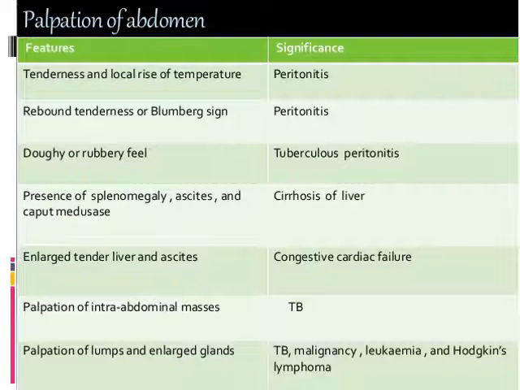Palpation of the abdomen: tenderness and local rise of temperature signify peritonitis. Rebound tenderness or Blumberg sign signifies peritonitis. A doughy or rubbery feel of the abdomen indicates tuberculous peritonitis. Presence of splenomegaly and ascites indicates hepatic ascites. Enlarged tender liver and ascites suggest congestive cardiac failure. Palpation of intra-abdominal masses: we should exclude TB. Palpation of lumps and enlarged glands in cases of TB, malignancy, leukemia, and Hodgkin lymphoma.